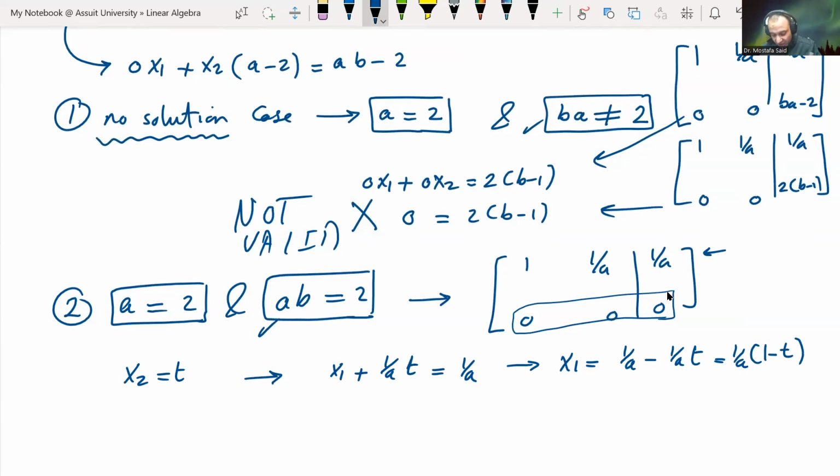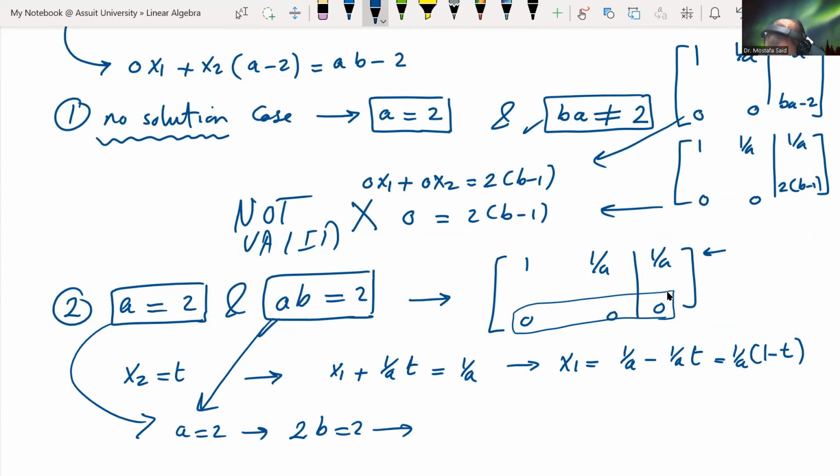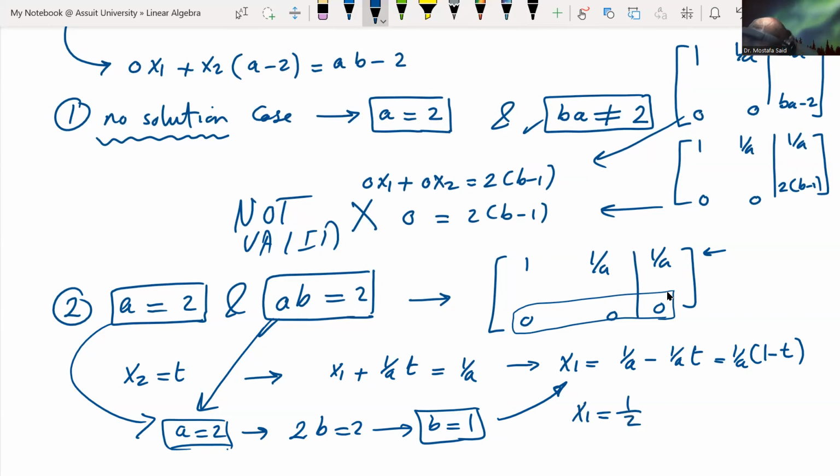And if you want to go further on that, from these two equations, A equals 2, right? We have A equals 2 and AB equals 2. So 2B equals 2, so basically B is equal to 1. We even find A and B. So we can go back to that equation and find x1 again. So x1 will be 1 over A, so it's 1 over 2, times (1 minus t). Okay? So these are infinite solutions.